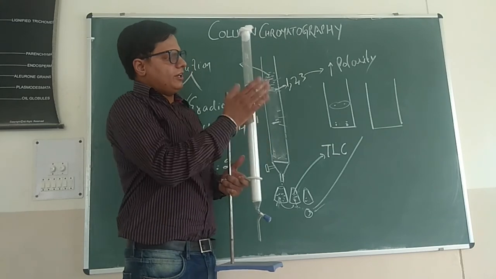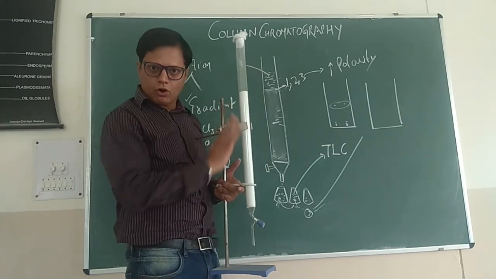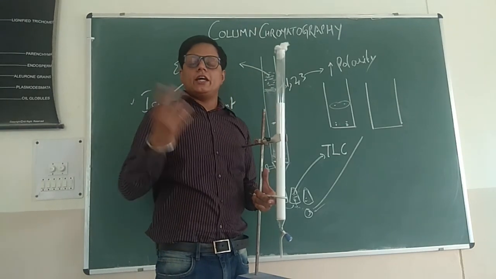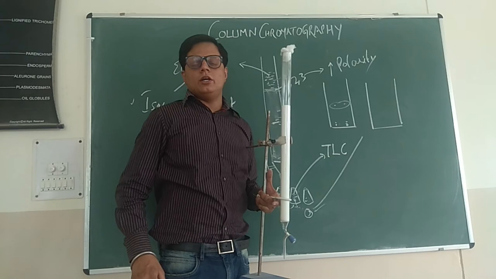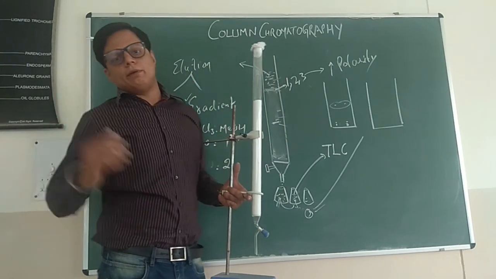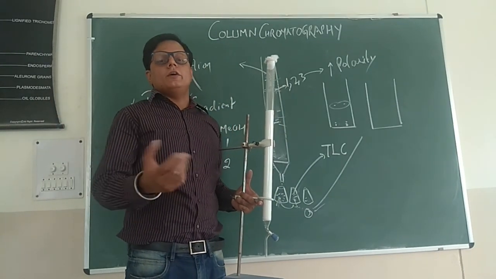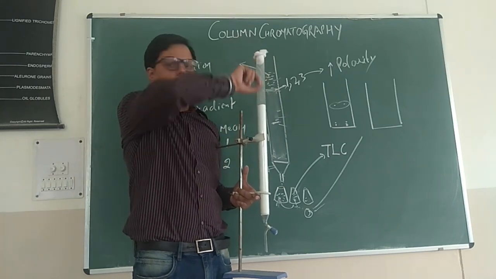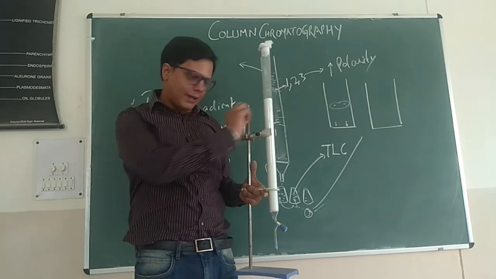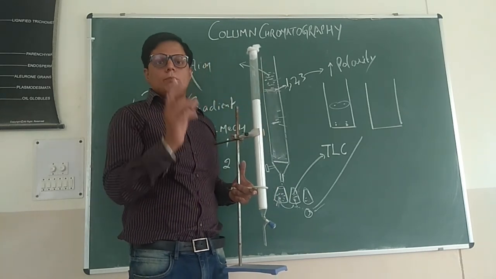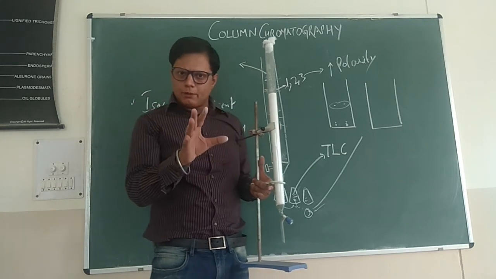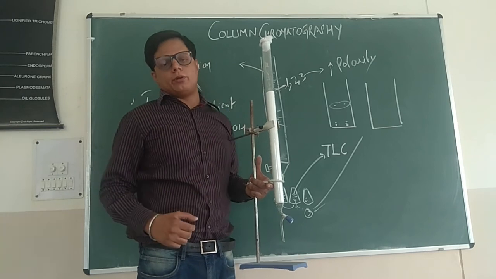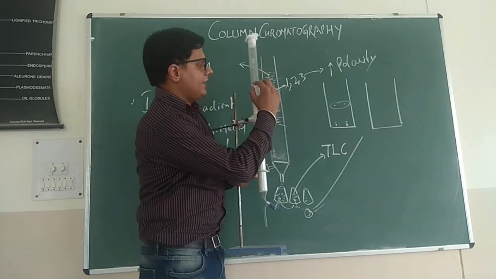Okay, then I will add a sand layer if I want. Then above the sand layer, I will add my sample. Again, there are 2 methods of adding a sample, either the dry method or the wet method. In the wet method, you generally dissolve your sample in a liquid and add the liquid. But in the dry method, you add a particular amount of adsorbent to your sample and make a dry powder. Okay, and then you will add it over here.